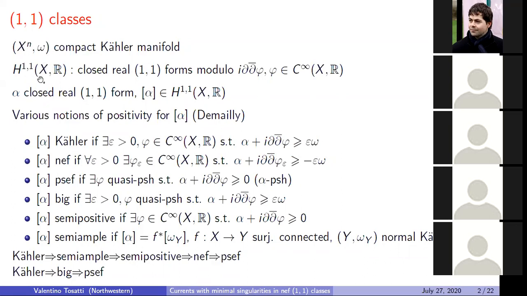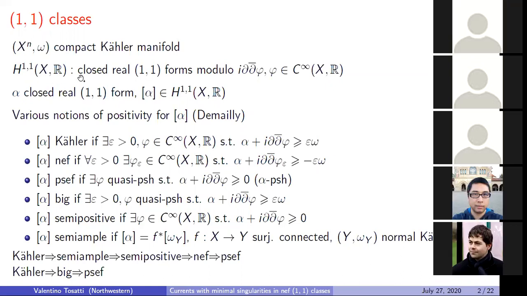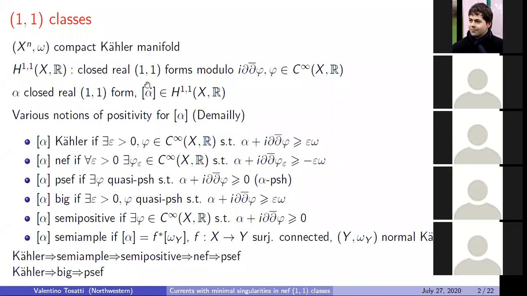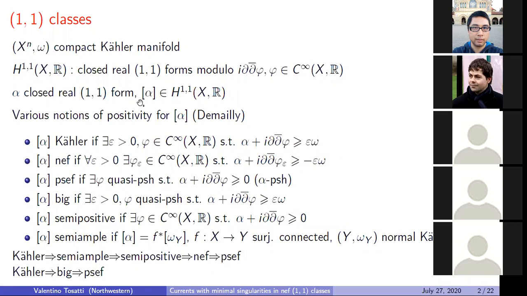And we will work with the H^{1,1} with real coefficients. This can be interpreted in various ways. The easiest way to think about it for this talk is simply closed real (1,1) forms modulo i∂∂̄-exact ones, so i∂∂̄φ, where φ is a smooth real valued function. That's, of course, the same as dd^cφ. I just use i∂∂̄, but it's the same as dd^c. And if α is one of these closed real (1,1) forms, I will denote by [α] the cohomology class in H^{1,1}.